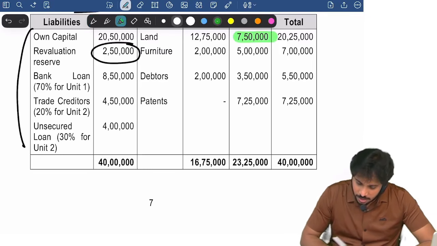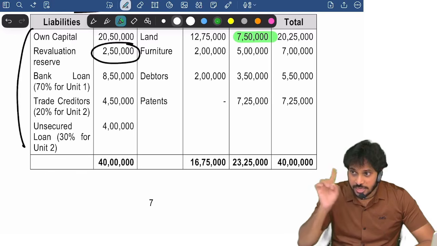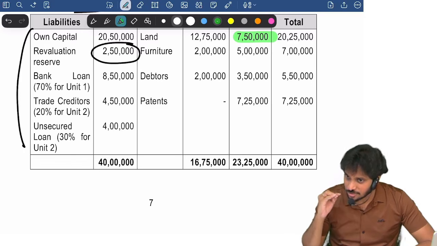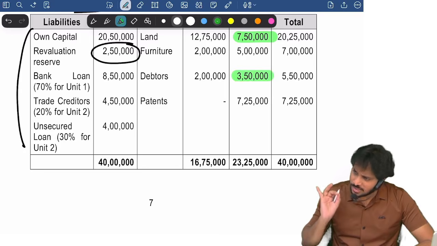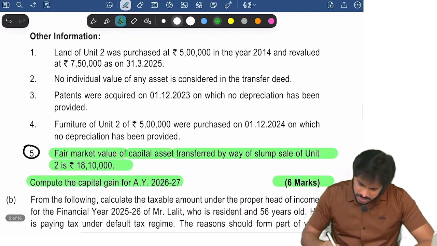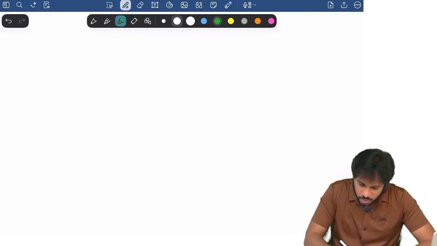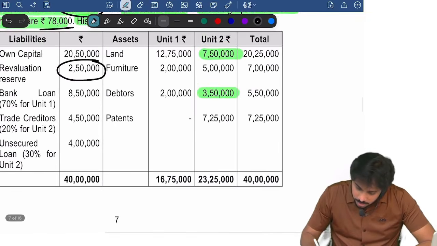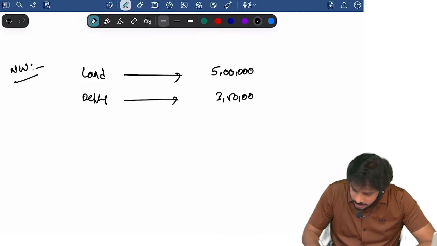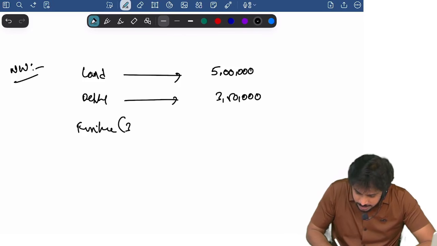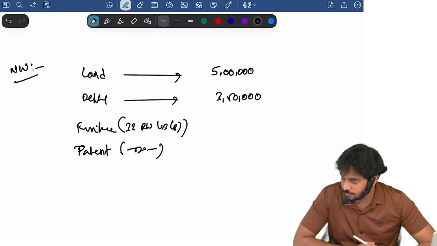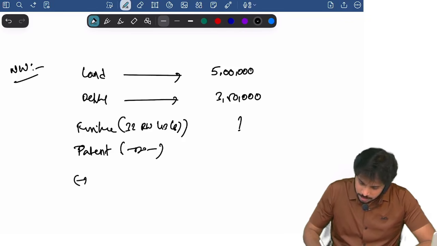So land I considered. Furniture is a depreciable asset. I should not take the balance sheet value. I should take the written down value as per section 43 subsection 6. Understood? Next, debtors. I can absolutely take book value, but I'll see whether any provision or adjustment is given for debtors. No adjustment, so I will take book value. How much are the debtors? 3 lakh 50,000. Then furniture, I have to take the section 32 read with 43 subsection 6 value. Then patent, I have to take the same value. Correct? So these two I will compute later.